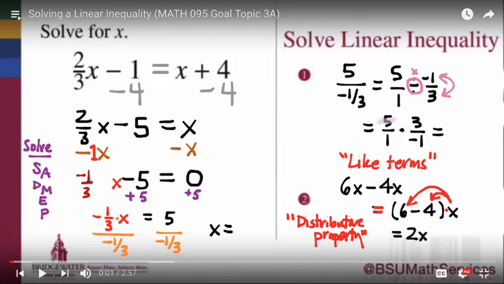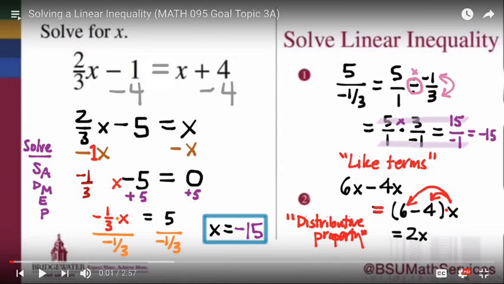And we know how to multiply fractions straight across. 5 times 3 gives me a 15. 1 times -1 gives me -1. And what's 15 divided by -1 better known as? Yeah, we can just call it -15. And so there is then our solution to this equation.